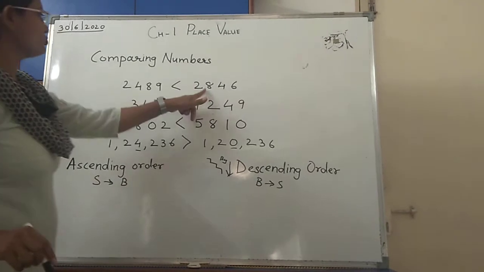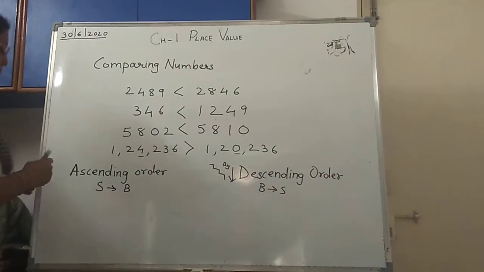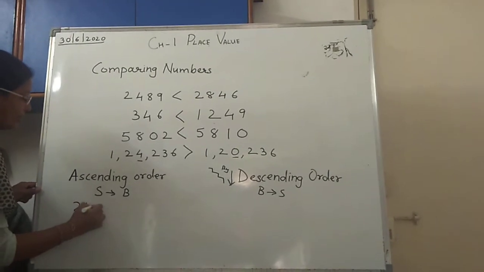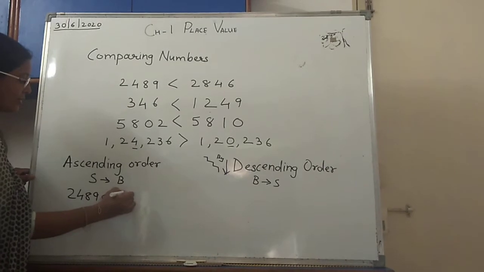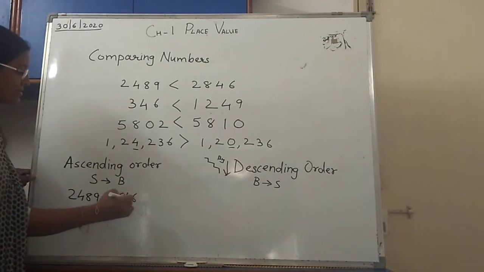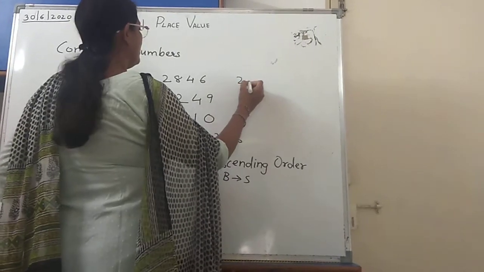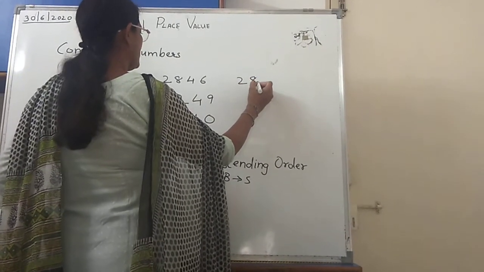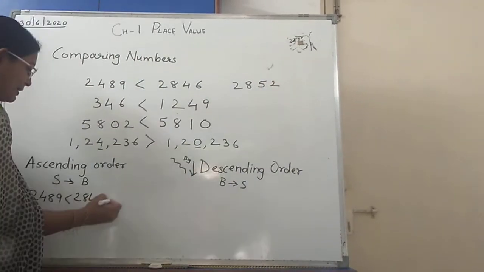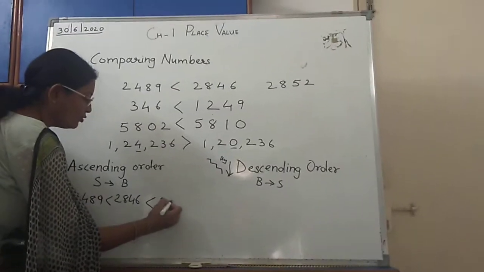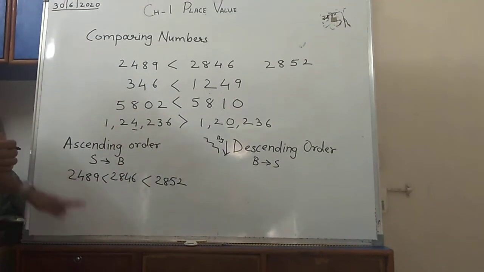If I compare these two numbers, in ascending order, what will come first? This is smaller, so 2489 will come first, it is smaller than 2846, right? If I give you one more number, 2852, then 2846 is smaller than 2852, right? This is ascending order.